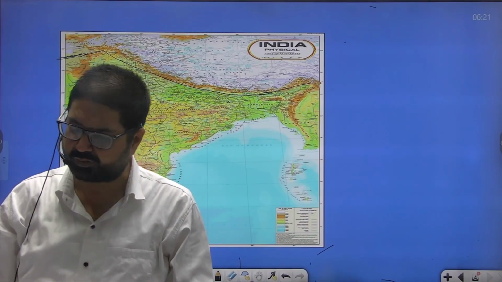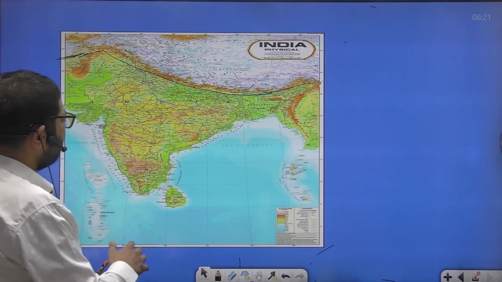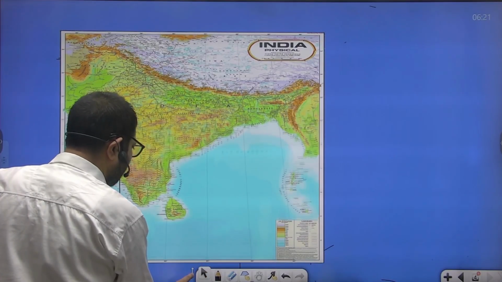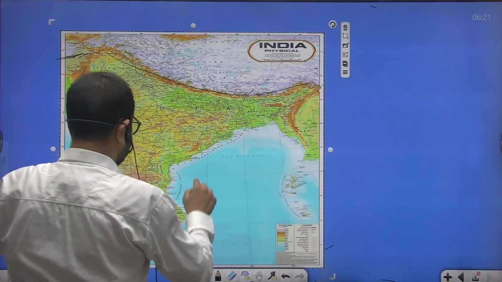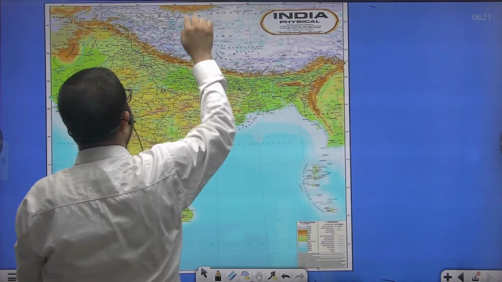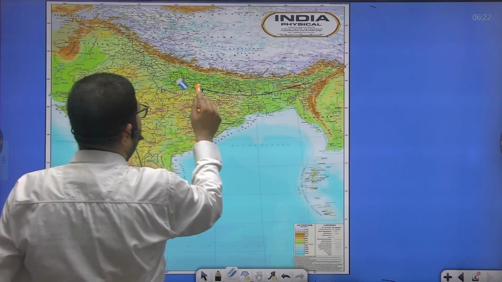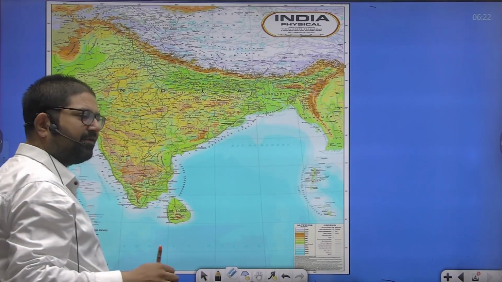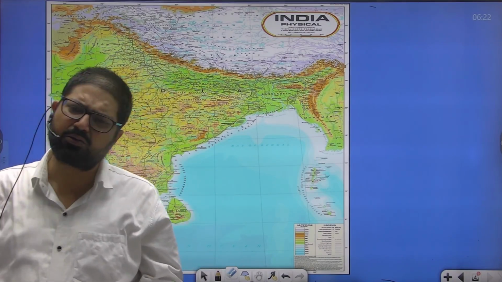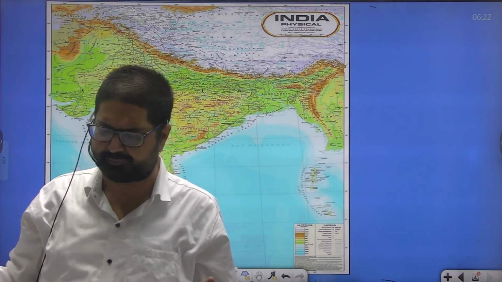Now, India में you can find all those features which are to be found in any continent. In India, you can find all the features which are to be found in any continent. अब जैसे continent में क्या होता है? You have diverse language, diverse ethnicity, diverse culture, diverse religion. All those aspects are found in India. Diverse climatic type, diverse flora.